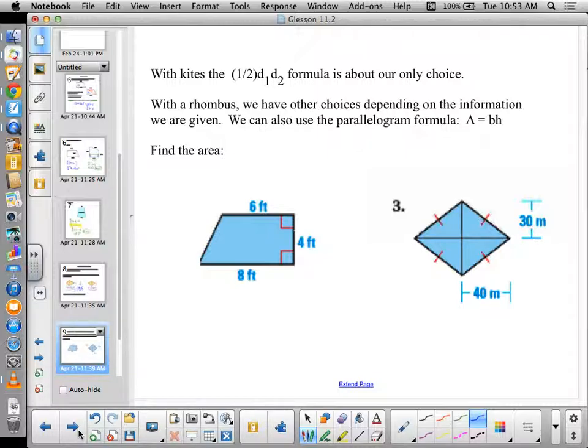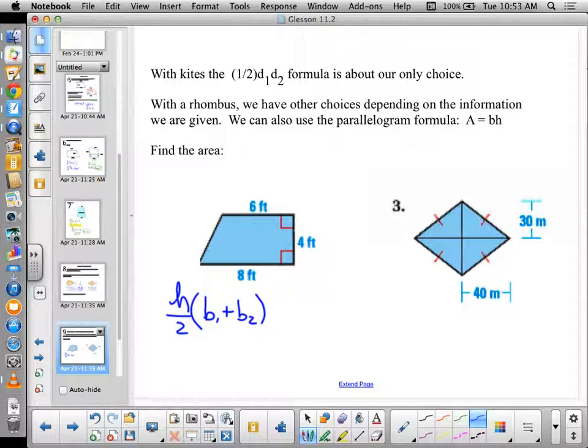So, let's find the area. What type of shape is it? We're going to have to go through a thought process every time we approach one of these problems. First, I need to identify the shape, then I need to know the formula that goes with that shape. So the first one is a trapezoid, yes. What's the formula for the area of a trapezoid? Height over 2 times base 1 plus base 2.